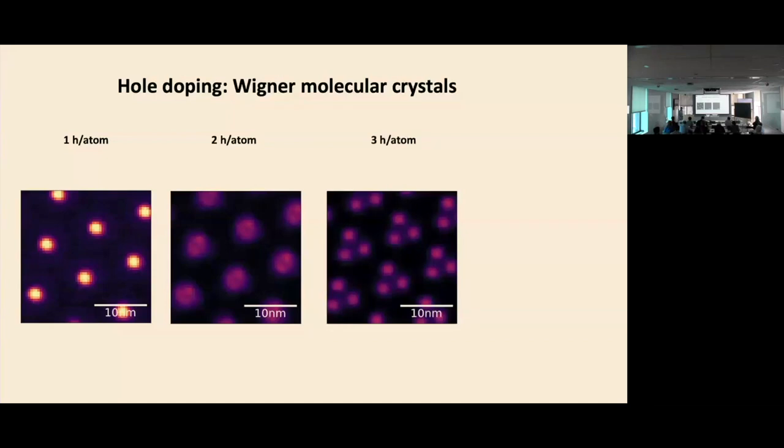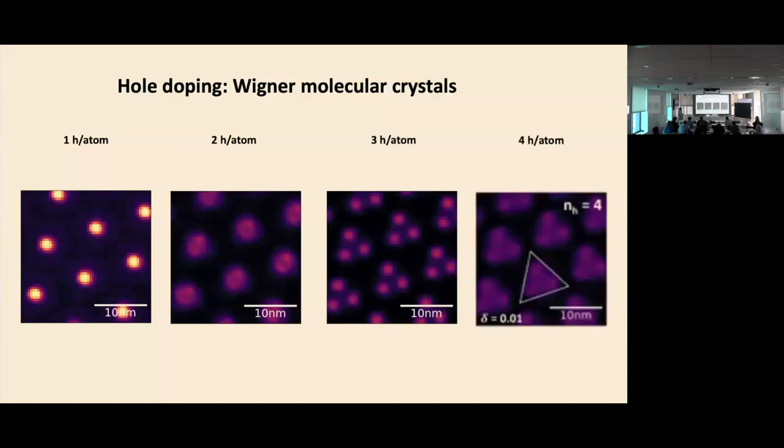When we have 3 holes per Moiré superlattice, you can see a very dramatic change, where now they really avoid the center position, and they form a triangle for 3 holes. When you have 4 holes, they still form a kind of triangle, but then there is some blurring in the middle. We can qualitatively understand this behavior by first thinking about an individual Moiré superlattice site as a quantum dot.